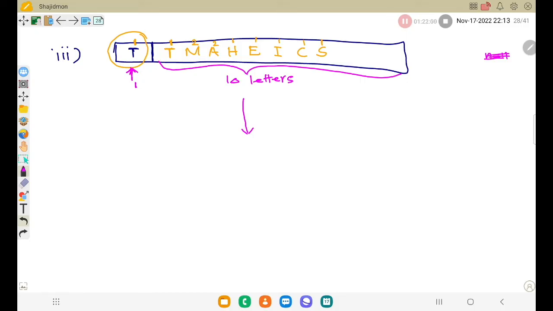So how many ways can we arrange the remaining 10 letters? Think: are these letters distinct or not distinct? Not distinct, correct? If it is not distinct, what is the number of permutations, the number of ways? Number of ways equals n factorial divided by p1 factorial, p2 factorial, p3 factorial, like that.